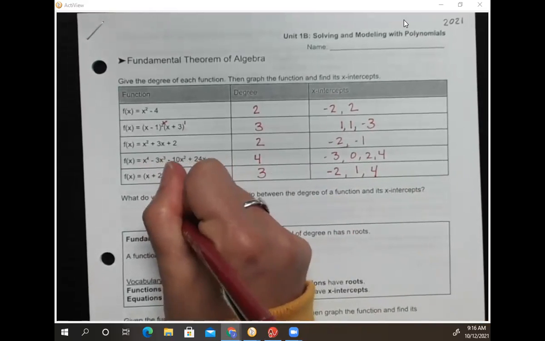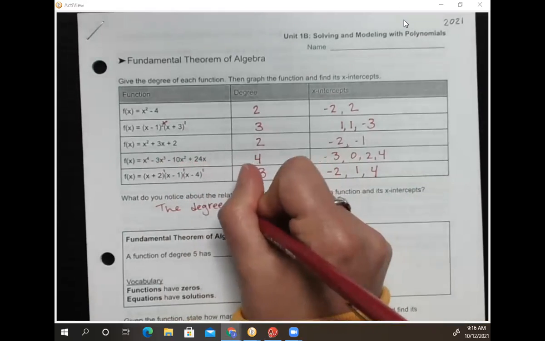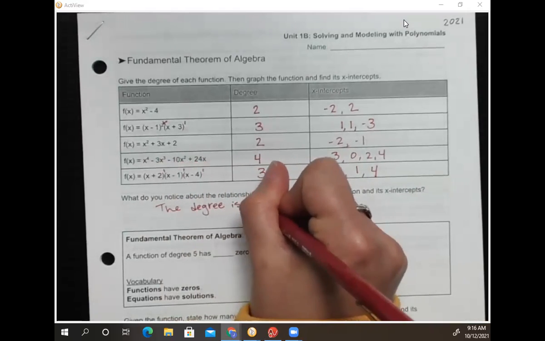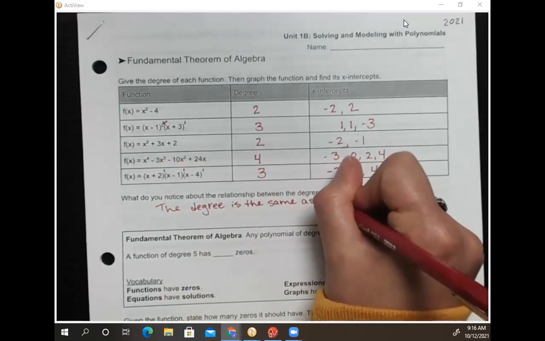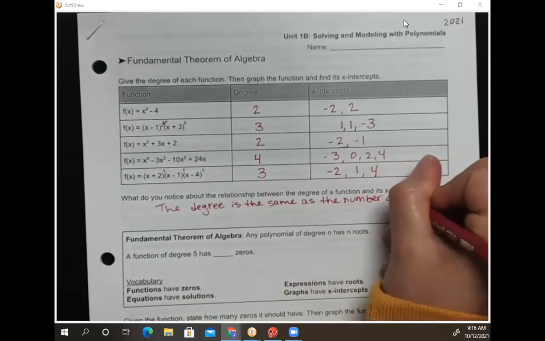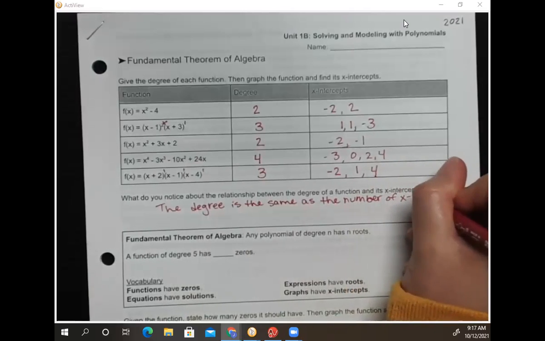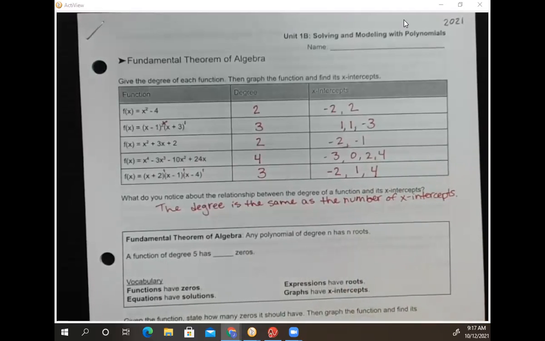Okay, the degree is the same as the number of x-intercepts. And I want you to notice that includes multiplicity.